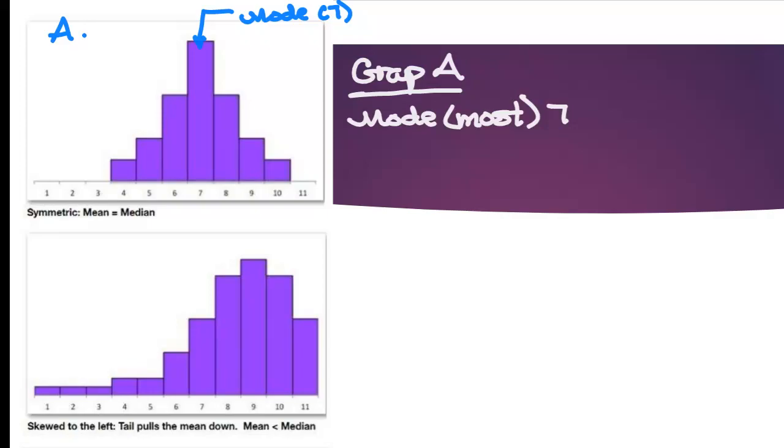So, what else can you tell me? What about another measure of center? What can you tell me about another measure of center? Well, that's what I'm asking you. What's another measure of center that we could talk about for these graphs? We've got mode. We also have median. What is the median again? What does it mean?